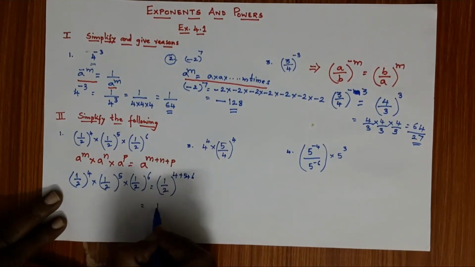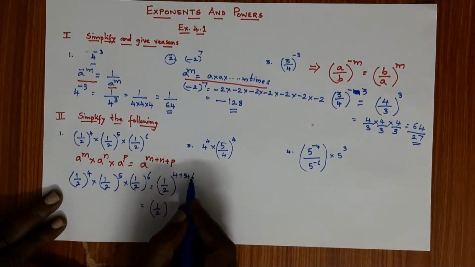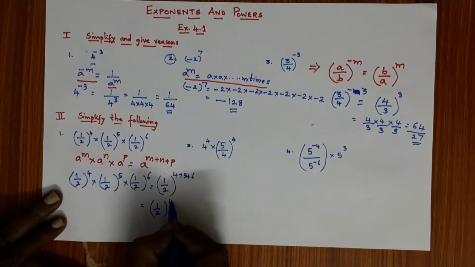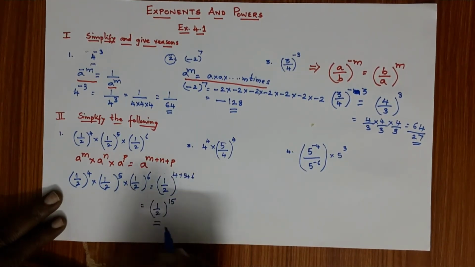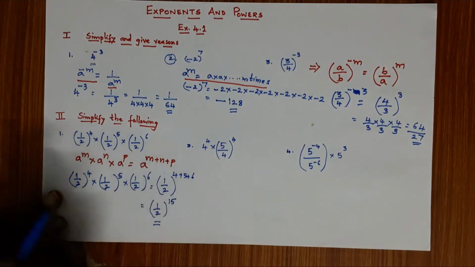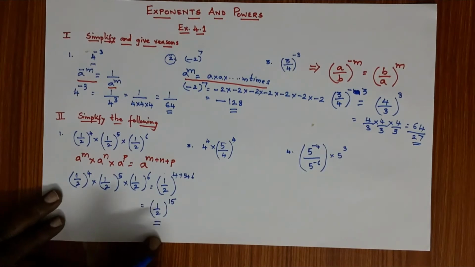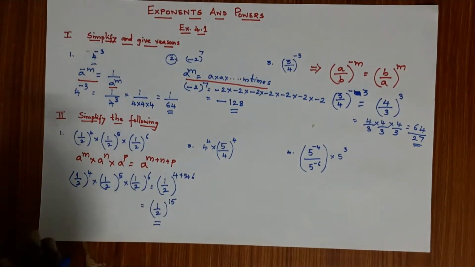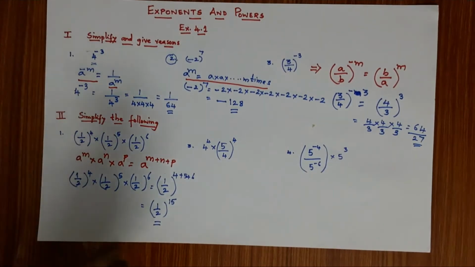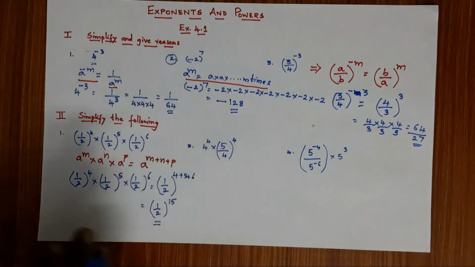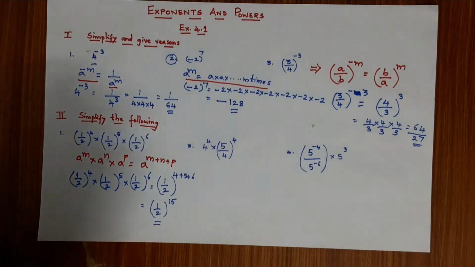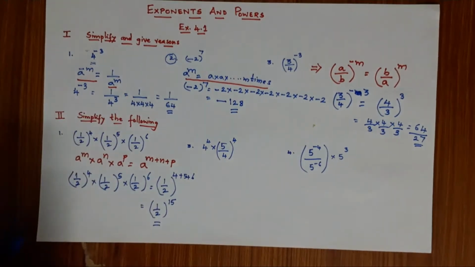That is (1/2) to the power of how much? 4 plus 5 is 9, 9 plus 6 is 15. So this is the solution. By using the laws of exponents, we are simplifying the problems. That means we have to just know all the laws of exponents, then only we can do the problems very easily. Now I am skipping the second problem and moving to the third problem.